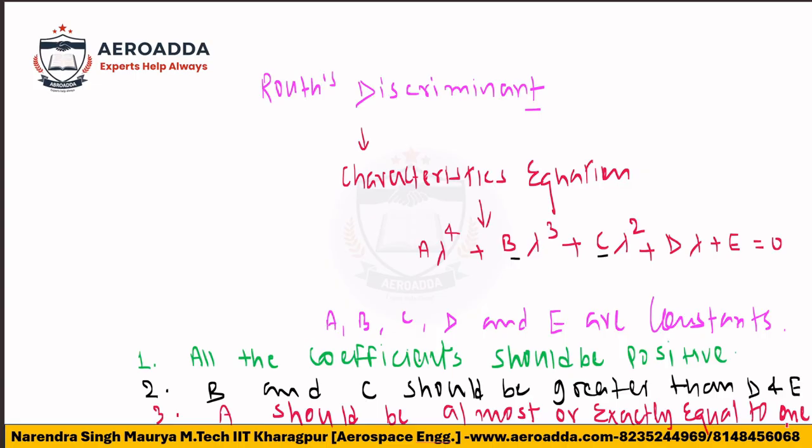Which one are we talking about here? This Routh discriminant for the longitudinal dynamics. For what are we talking about? Longitudinal, LDS, longitudinal dynamic.